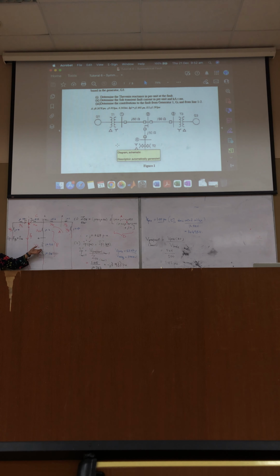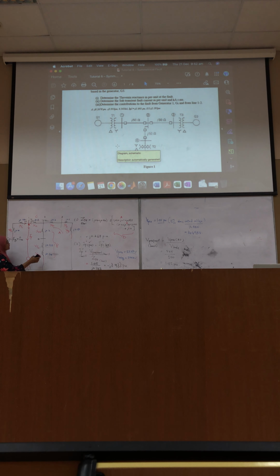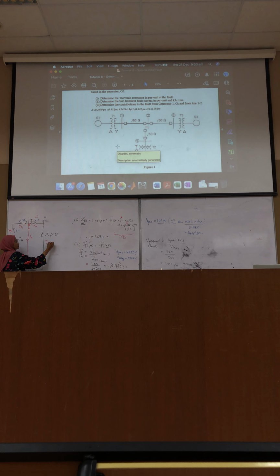So, before you do this, basically you need to solve the right side first, this left side. If you want to see the contribution from bus 1, or between bus 1 and bus 2, the back part we can solve. Make it like one impedance. If you parallel A and B, you get one impedance. This one is A parallel B. Then A parallel B plus T, which we got as T.